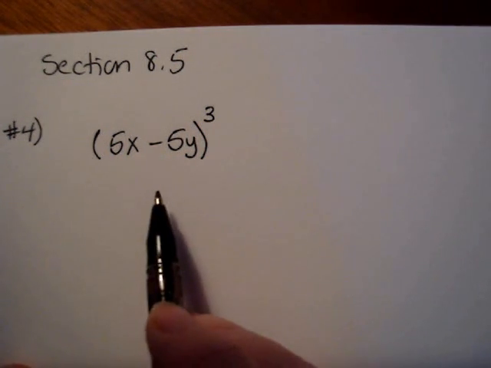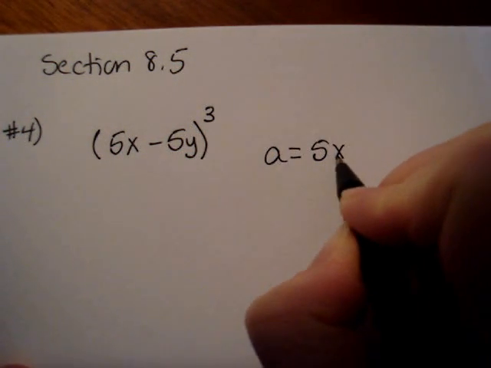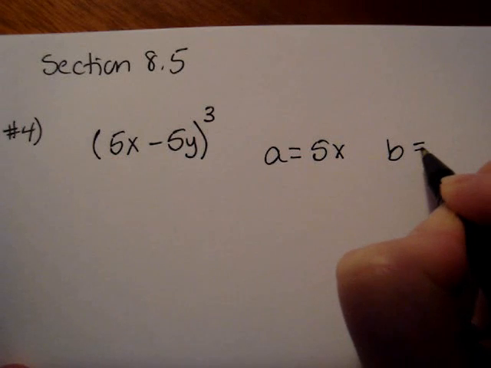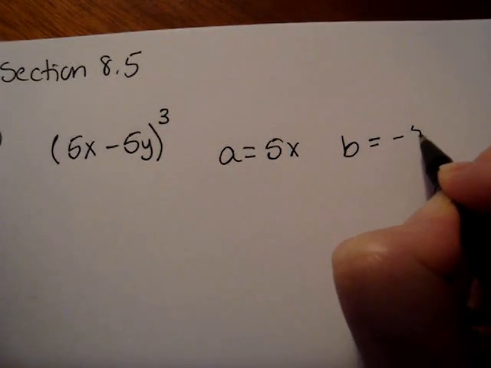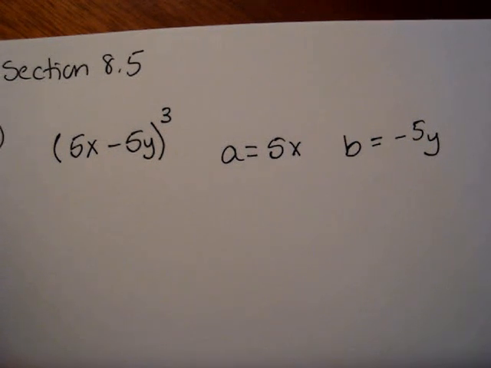But I want you to notice that in this, A is equal to 5x, that's the first term, and B is negative 5y. The binomial theorem had A plus B in it to find our general pattern, so take the sign in front of each of these terms.